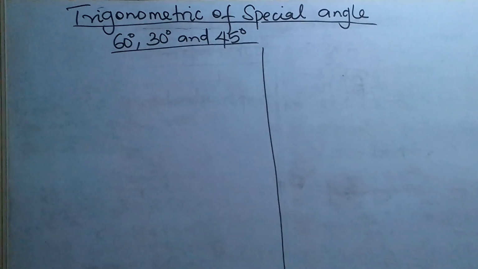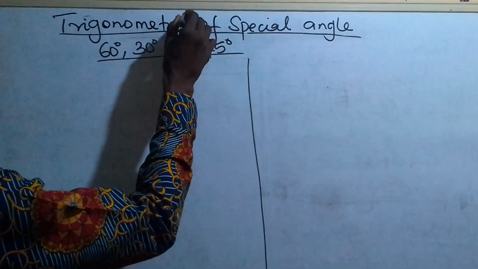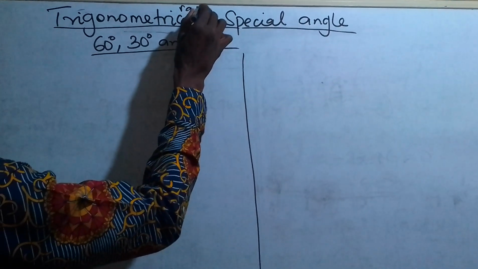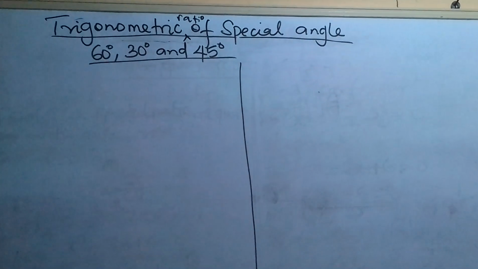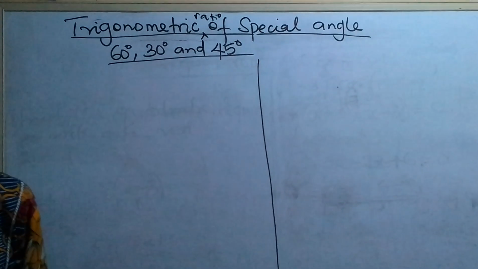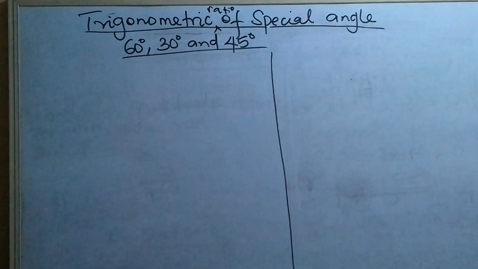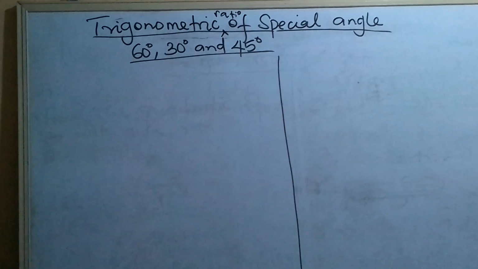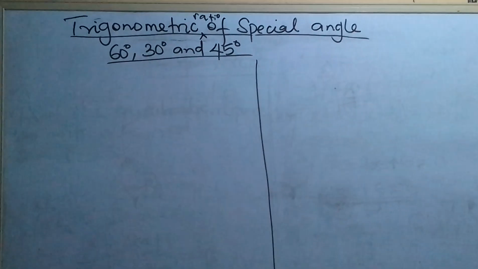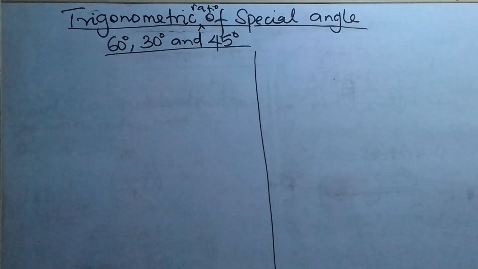This is trigonometric ratio of special angle. Angle 60, angle 30, angle 45. We want to use them to solve trigonometry without using four-figure table and calculator.